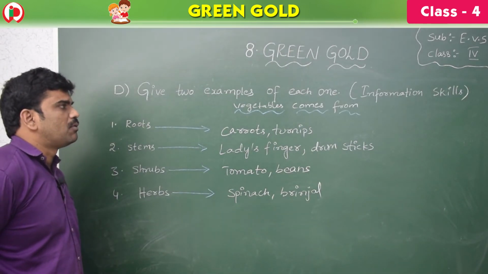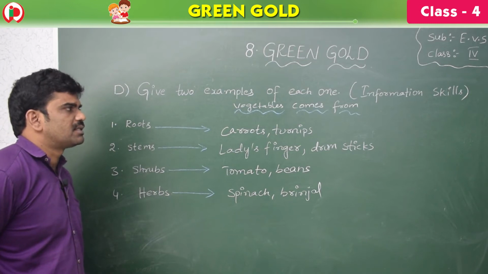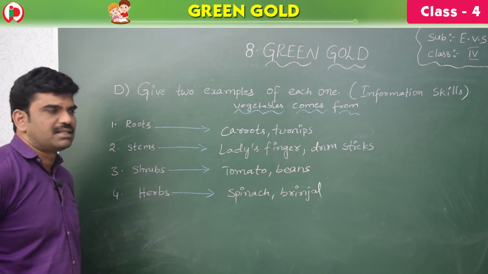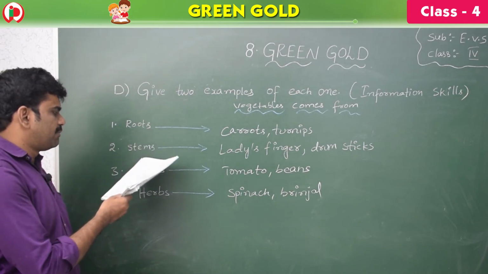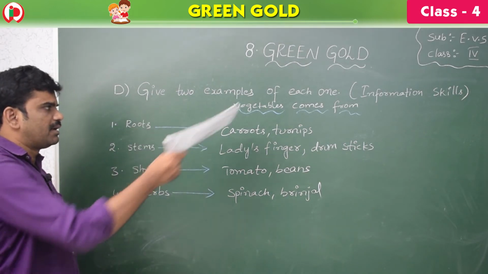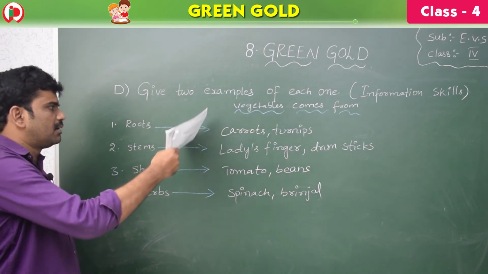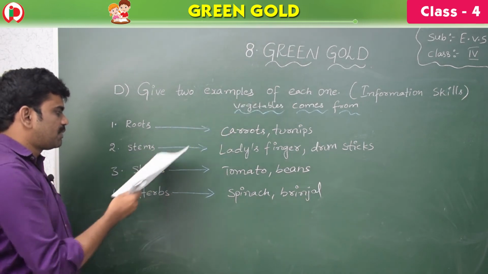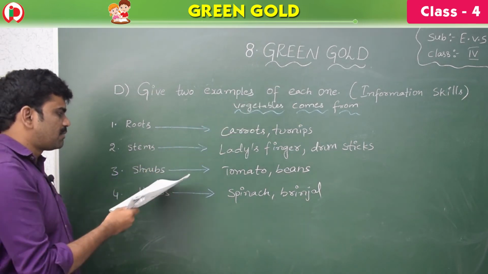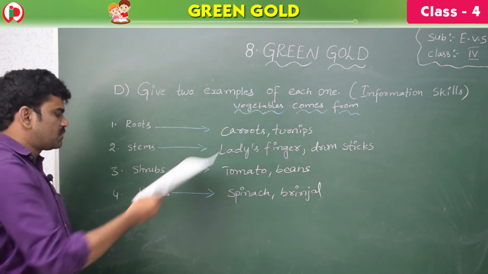Give two examples of each one. So this comes under information skills. Here left side root, stem, shrubs and herbs are given. Now you have to write the vegetables which comes from roots, vegetables which comes from stem, vegetables which comes from shrubs, vegetables which comes from herbs.